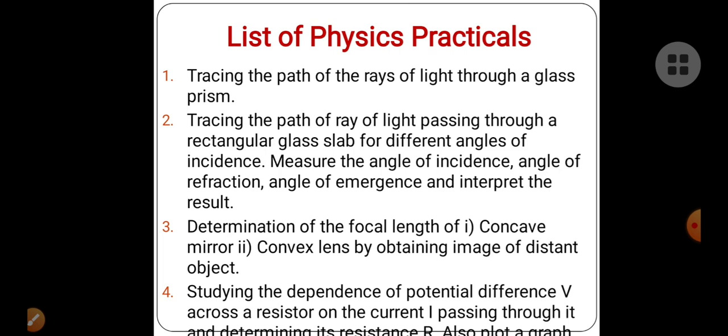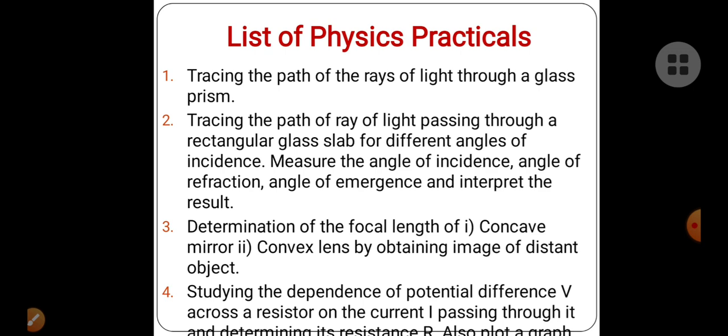Now in practical number 3, determination of the focal length of concave mirror and concave lens by obtaining image of a distant object. Means if the object is placed at infinity, then the image is formed at the focus, and according to that information we can find the focal length of concave mirror and convex lens.